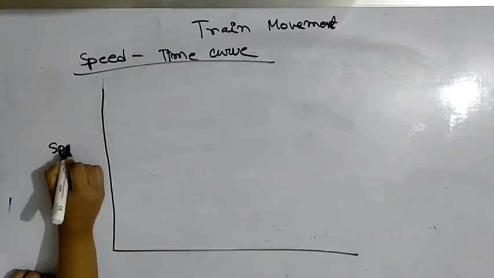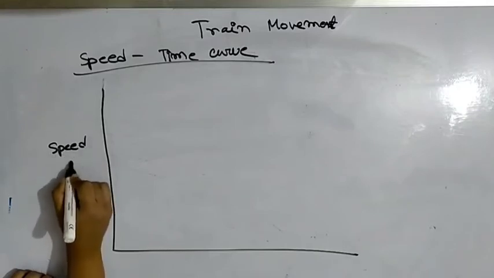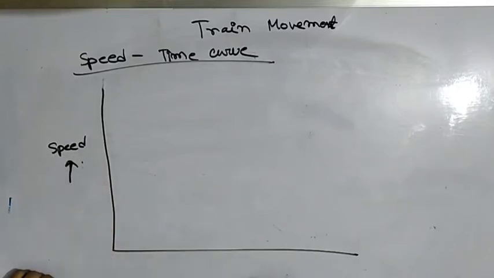Now, this is speed. The Y-axis represents speed and the X-axis represents time.